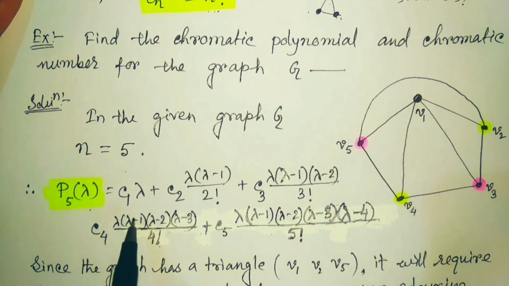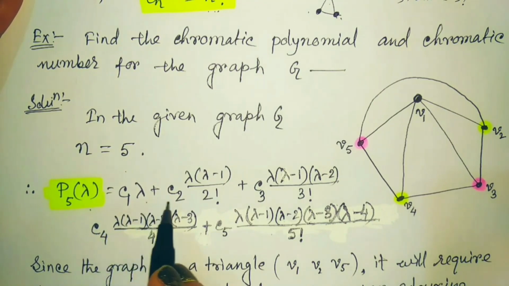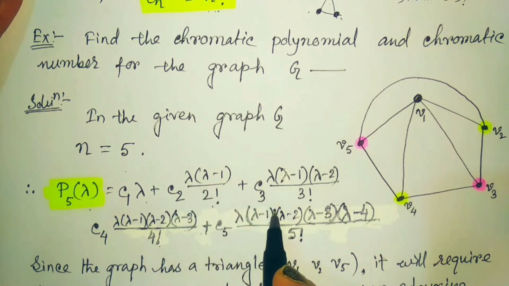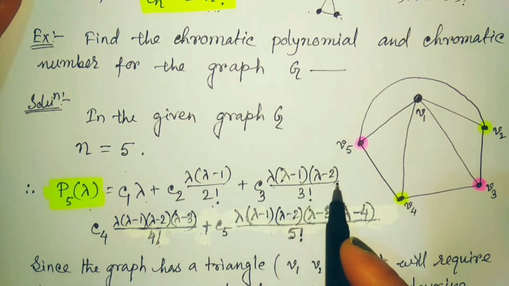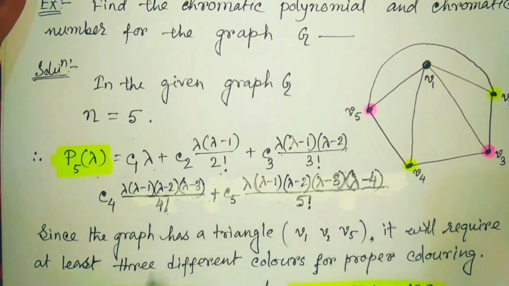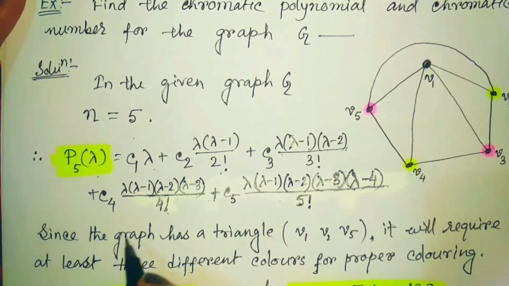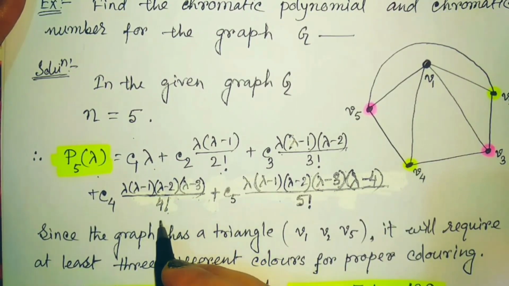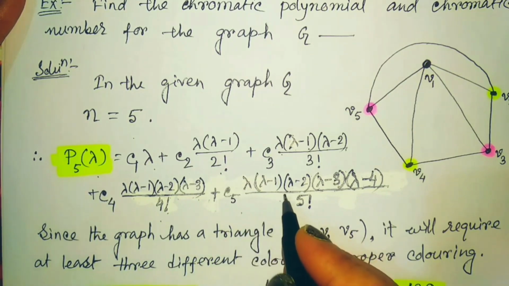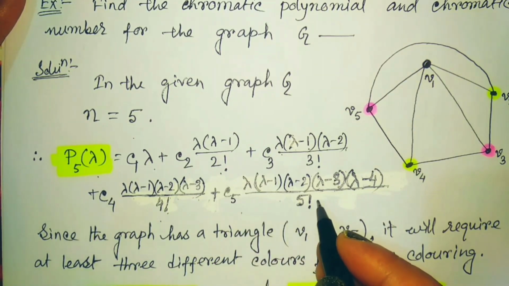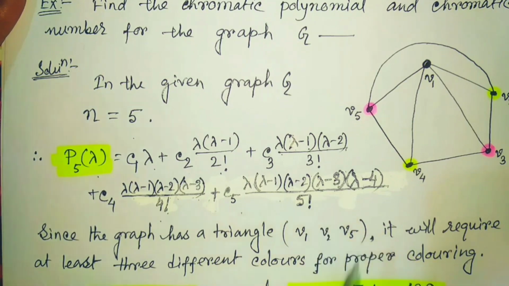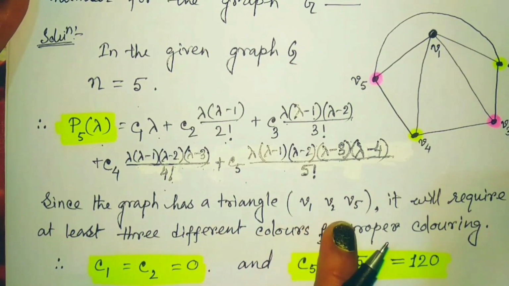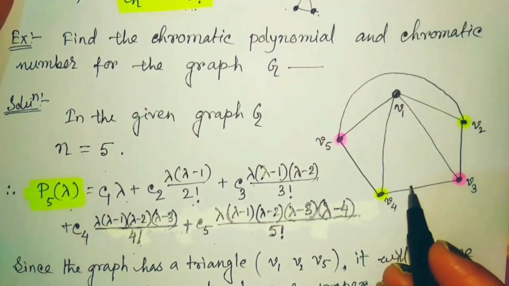So P5 lambda should be, it is C1 lambda, the first term. The second term is C2 lambda into lambda minus 1 by 2 factorial, then plus C3 lambda into lambda minus 1 into lambda minus 2 by 3 factorial. This is the next term. After that it is C4 into lambda into lambda minus 1 into lambda minus 2 into lambda minus 3 by 4 factorial, plus C5 into lambda into lambda minus 1 into lambda minus 2 into lambda minus 3 into lambda minus 4 divided by 5 factorial.